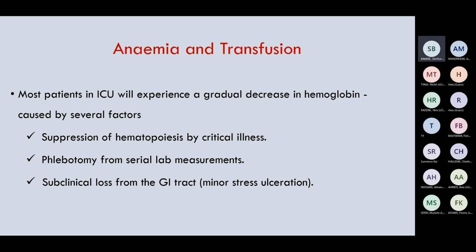Anemia and transfusion. In most ICU patients there will be a gradual decrease in hemoglobin. It is caused by several factors. What are the factors? Suppression of hemopoiesis by critical illness, phlebotomy for the several lab tests, and subclinical loss from the GI tract due to minor stress ulceration.